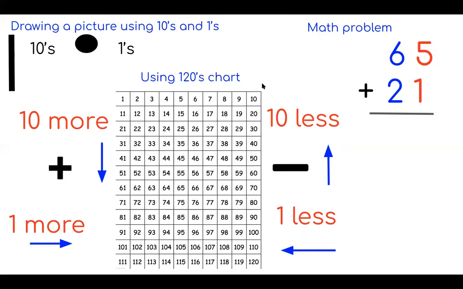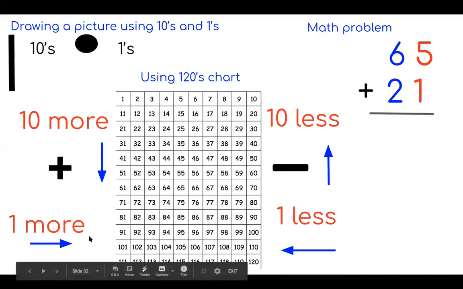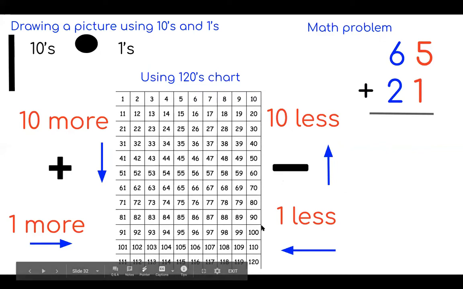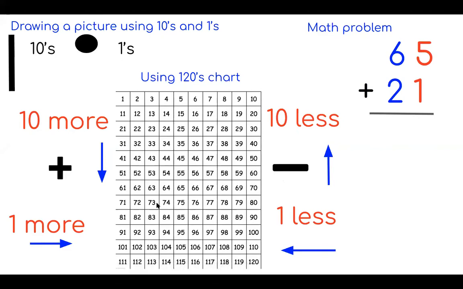Okay, so here, this looks familiar. I just added a few steps because on our hundreds chart, yes, we can do 10 more, which is down the hundreds chart, 10 less, up one on the hundreds chart, but we can do one more, one less. So if you want to do one more, you want to jump to the right where numbers get larger. If we want to do one less or to take away, we want to jump to the left where the numbers are getting smaller.